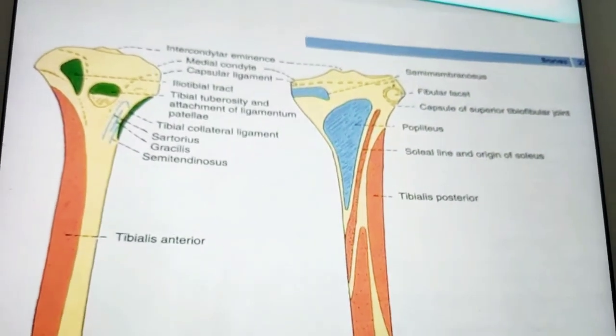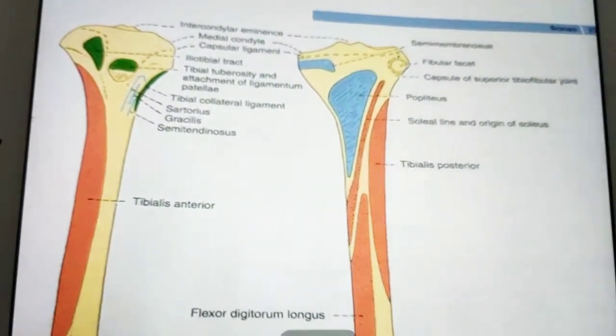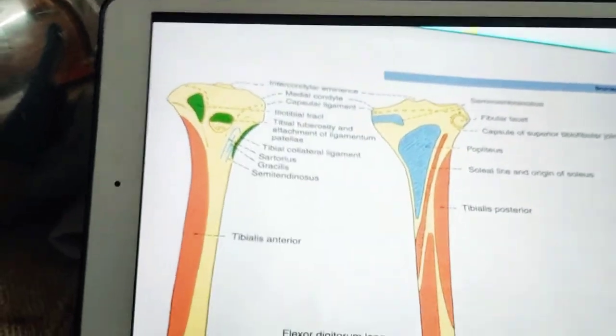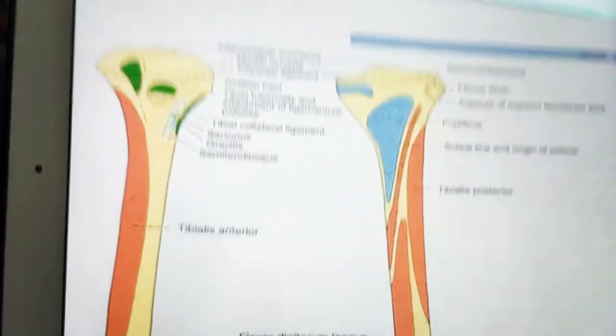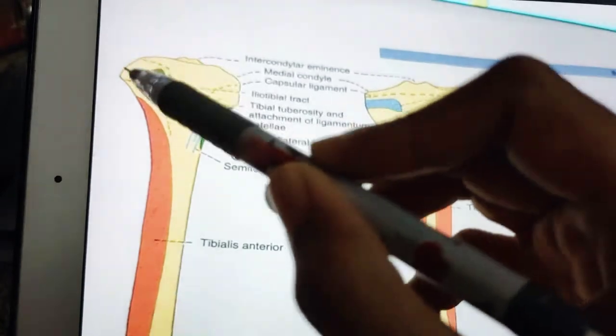Now we are going to start the attachments on the tibia. So first we start the attachments on the medial condyle. Okay, so you can see this is the medial condyle and this is the lateral condyle.